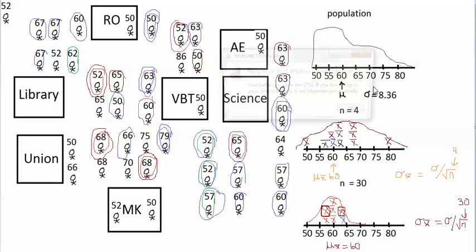So the standard error is bigger either when the population has more dispersion or the sample size is small. The standard error is smaller when either the population has less dispersion or the sample size is bigger.